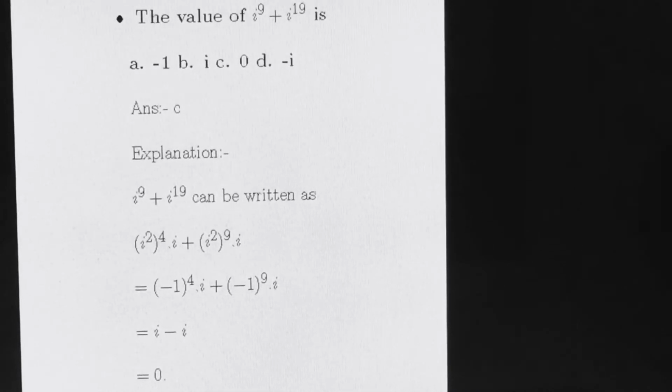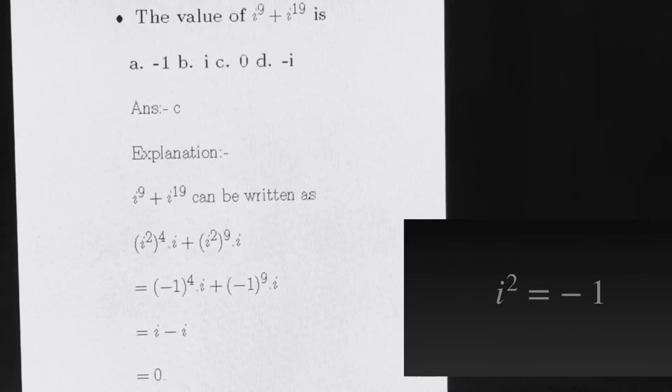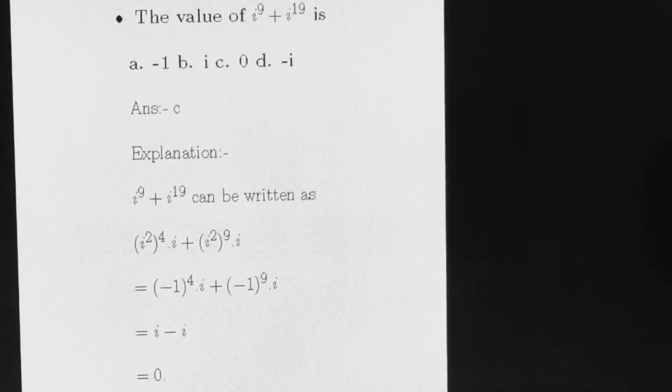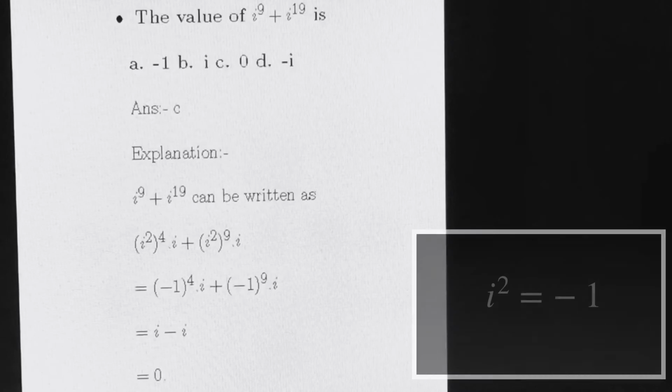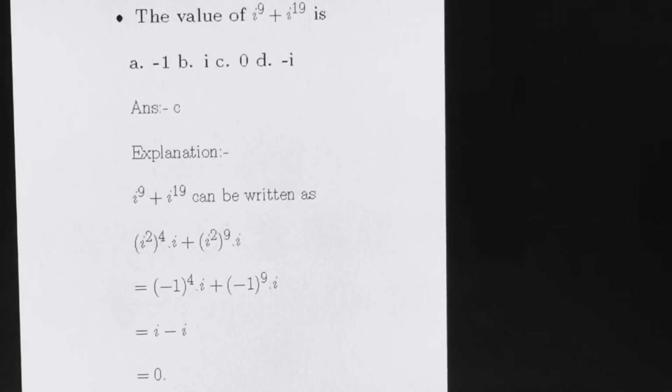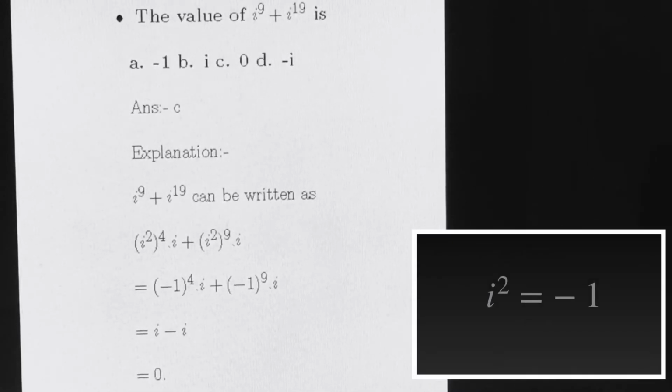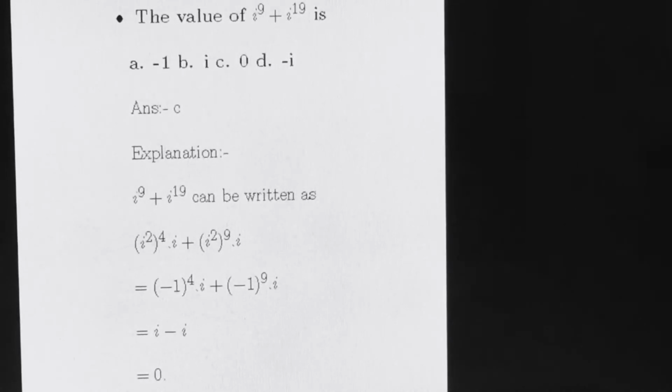Answer is C. Explanation. i raised to 9 plus i raised to 19 can be written as i square the whole raised to 4 into i plus i square the whole raised to 9 into i, which is equal to minus 1 the whole raised to 4 into i plus minus 1 the whole raised to 9 into i, which is equal to i minus i, which is equal to 0.